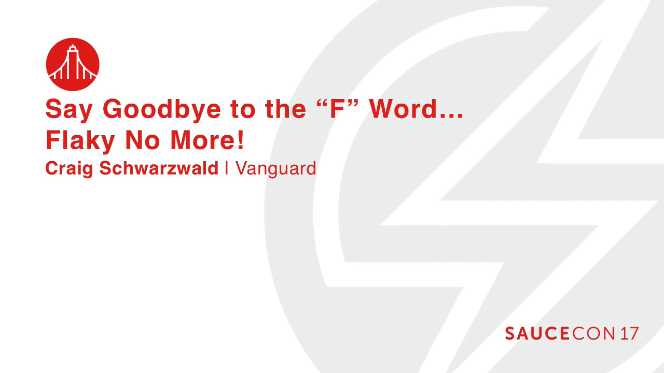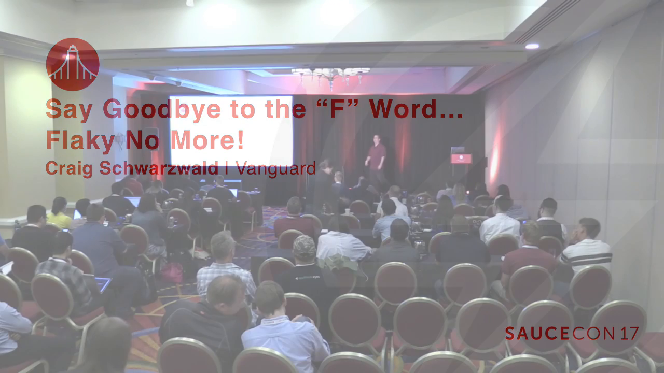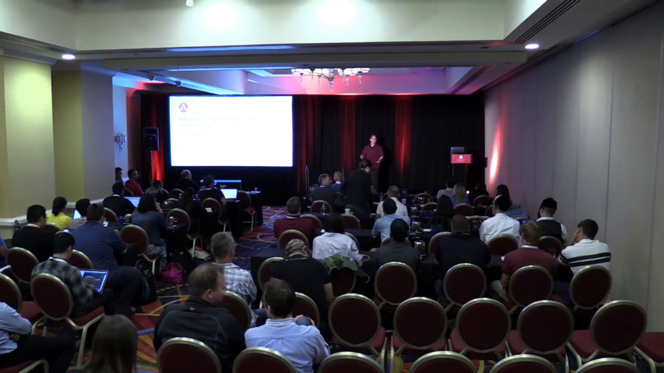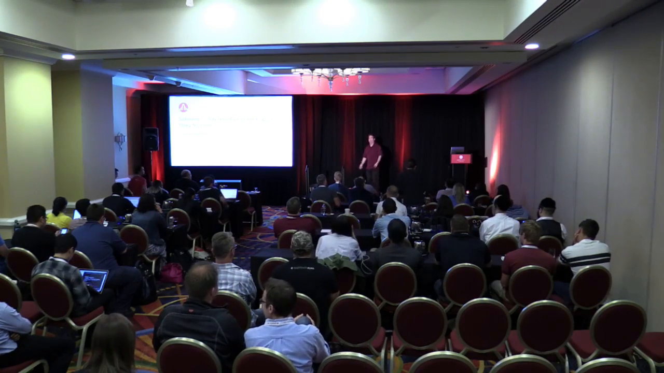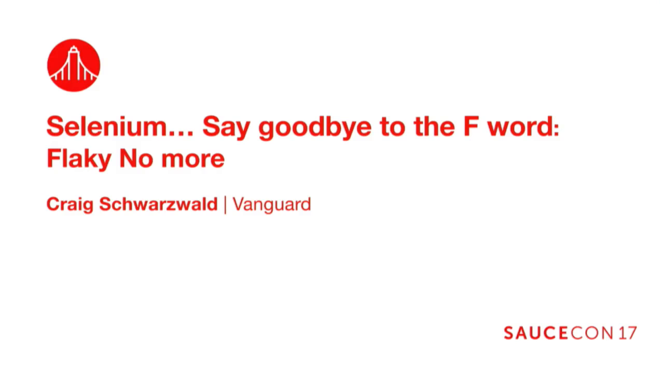So say goodbye to the F word, flaky no more. Selenium has a pretty bad industry reputation of being a really flaky tool, right? Tests will pass and then they'll fail, and then they'll pass and they'll fail. No one knows why, right? So you're running the same test in the same environment. So how do we get rid of flakiness?